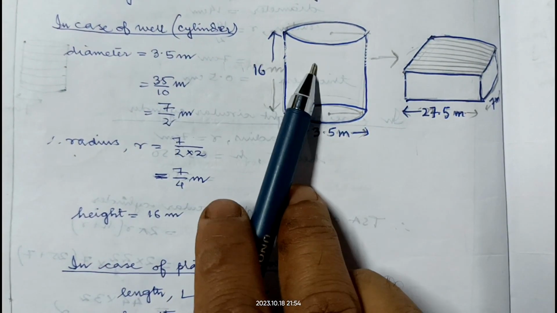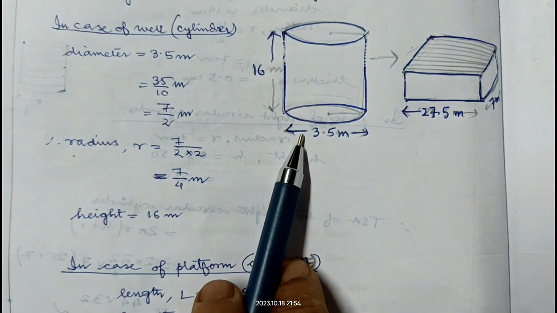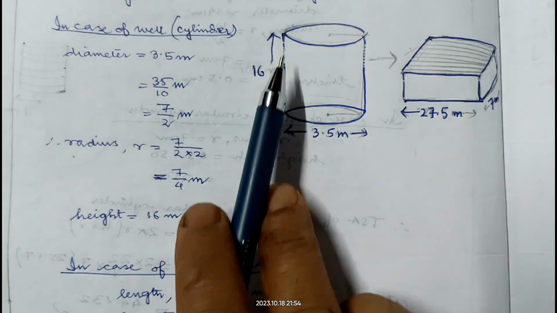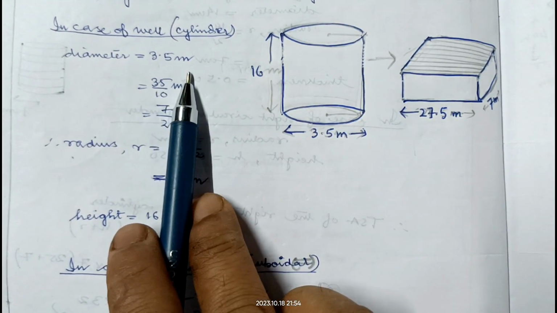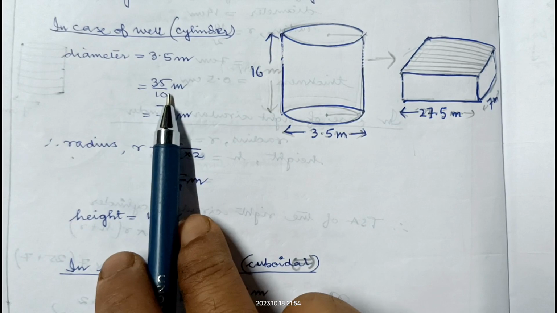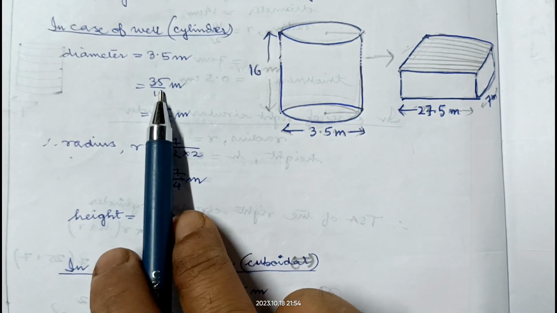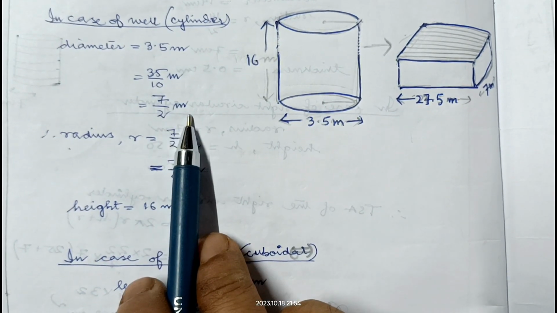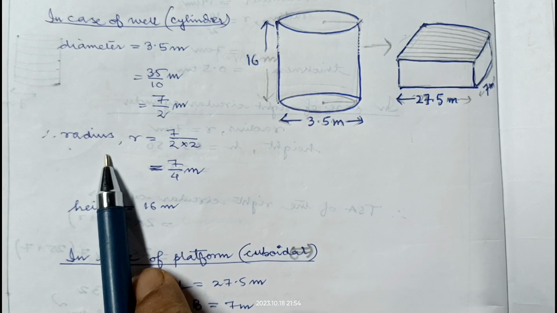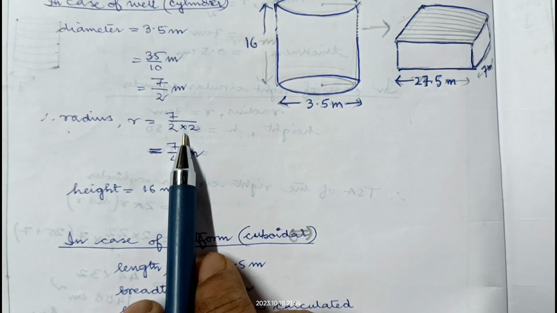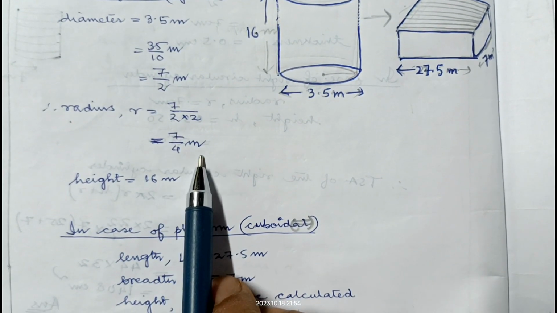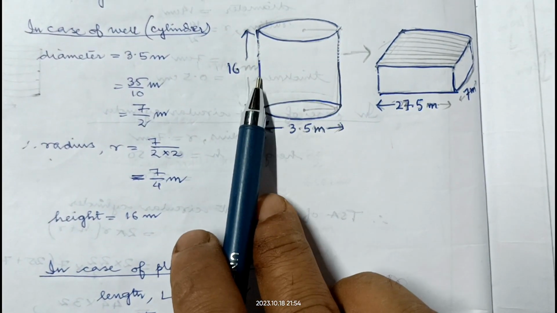Here in case of the well, which is cylindrical in shape, diameter is 3.5 meter and height is 16 meter. So 3.5 meter can be written as 35 by 10 meter. If I cancel by 5, it will be 7 by 2 meter. So radius will be half of diameter, so 7 by 2 into 1 by 2. So it will be 7 by 4 meter. And here height is given 16 meter.